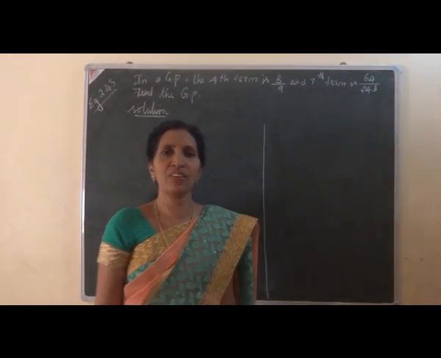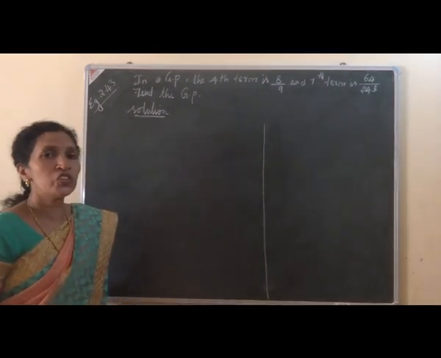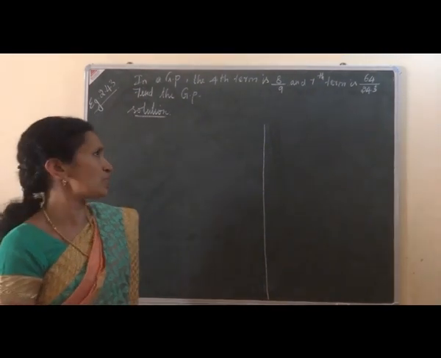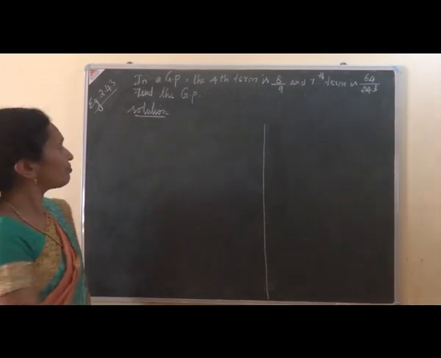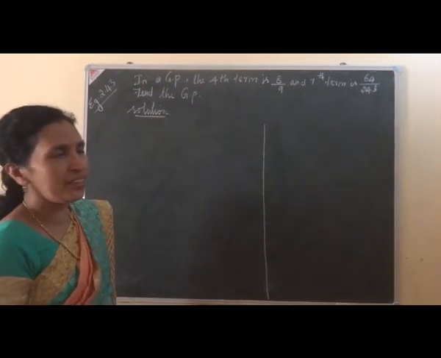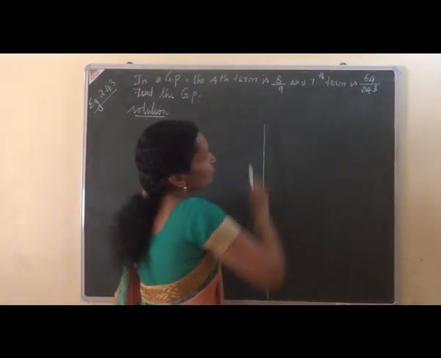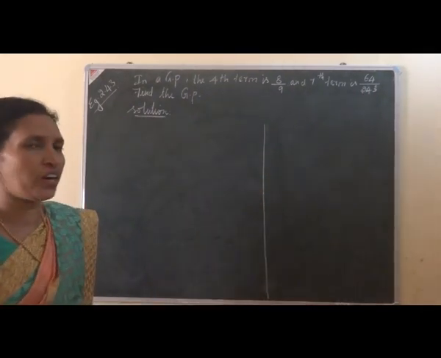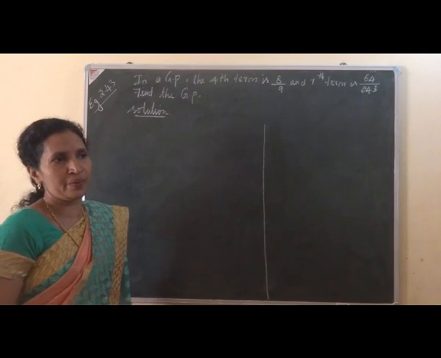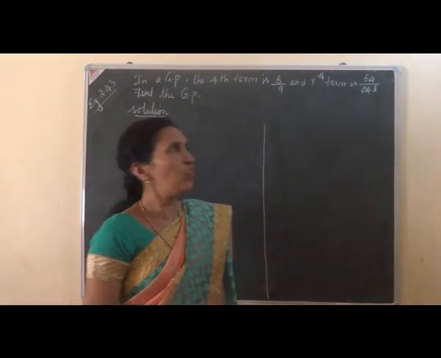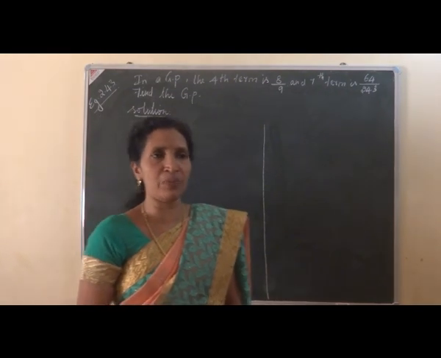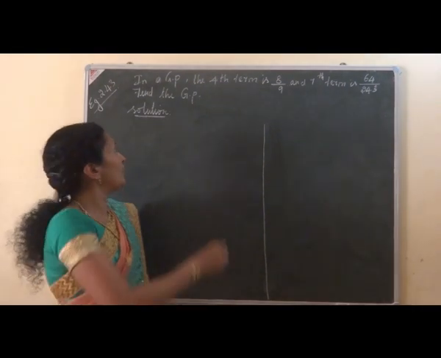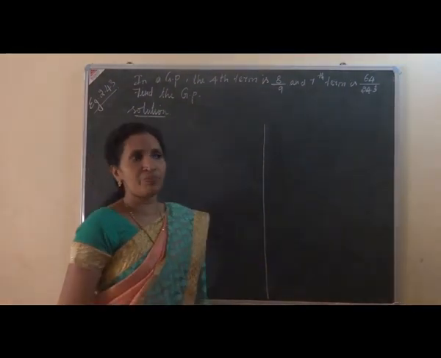In this video, we are going to learn example 243 and the related problems. Example 243. In a geometric progression, the fourth term is 8 by 9 and the seventh term is 64 by 243. Find the GP. They have given the fourth term and the seventh term, that is T4 and T7. They asked us to find the geometric progression.